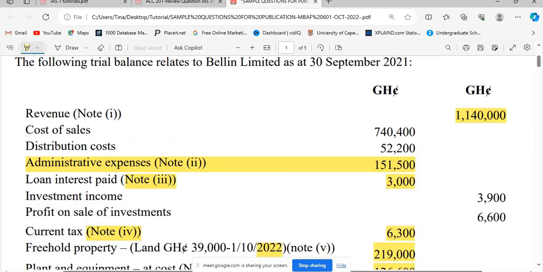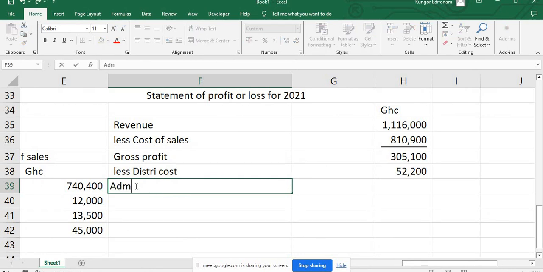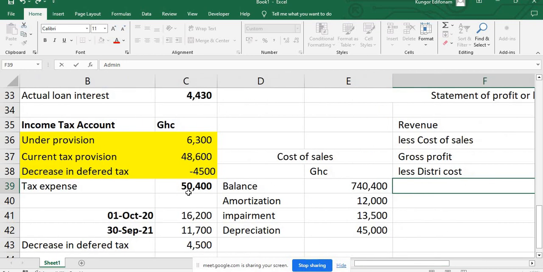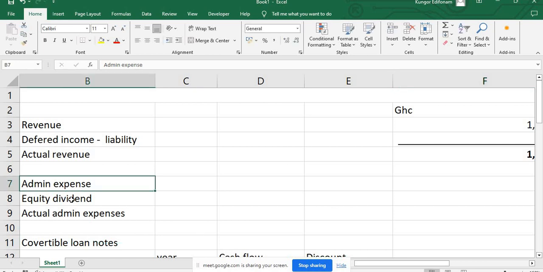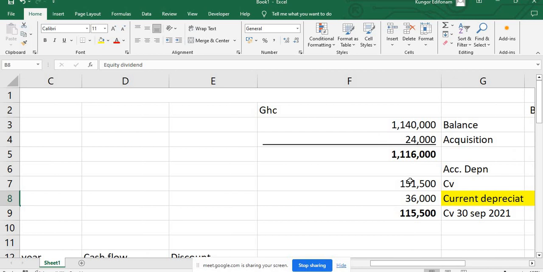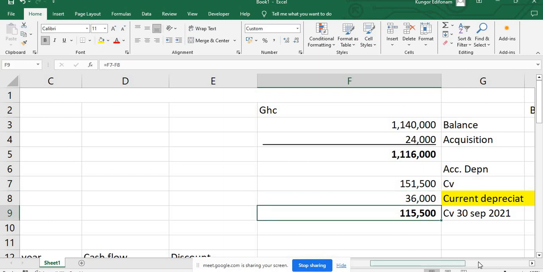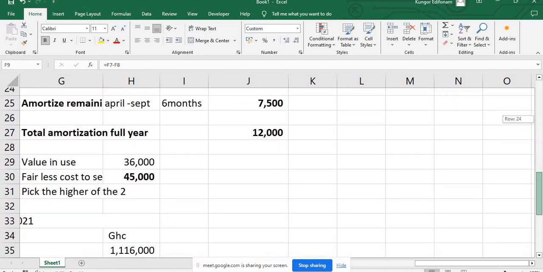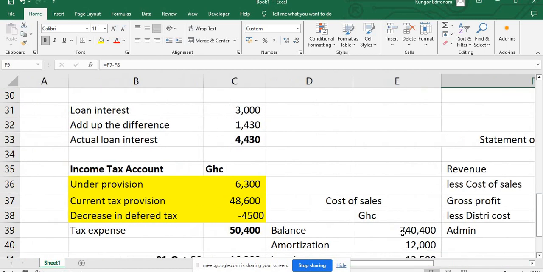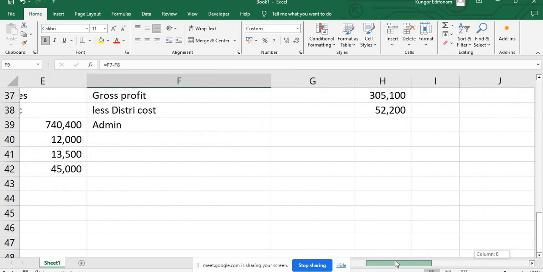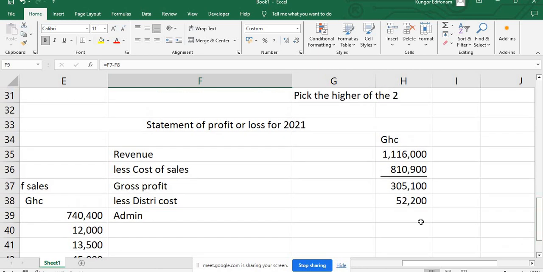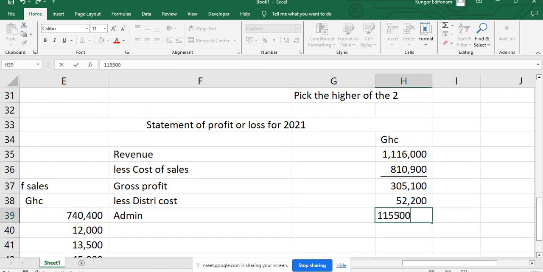So the next thing is our admin expense. Remember, we adjusted our admin expense. We took out the dividend from it. Okay, we should have the calculation here. So this is it. The admin expense, the equity dividend, took it out of it, which is this. So when we took it from the actual admin expense, we had 115,500. So admin will give us 115,500.